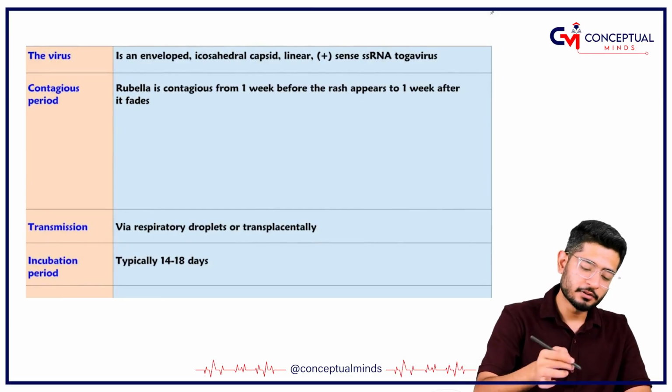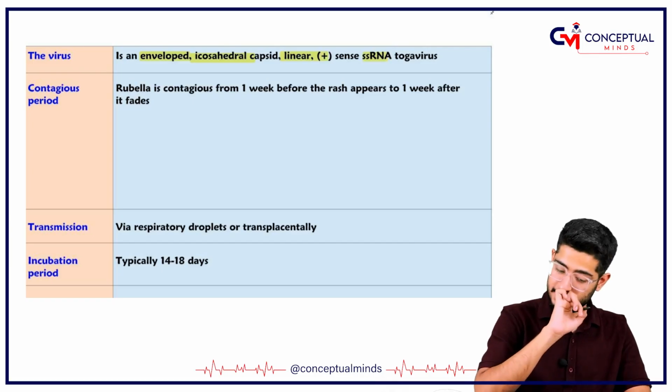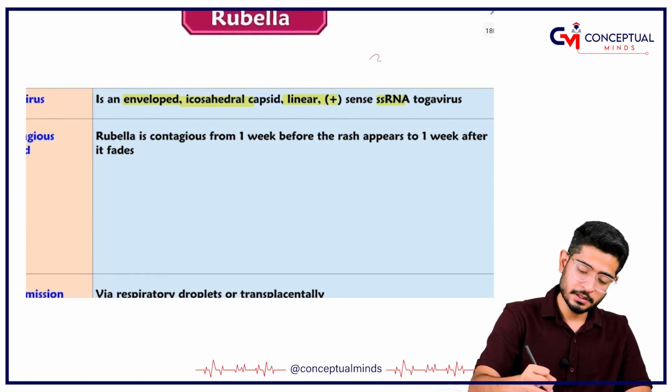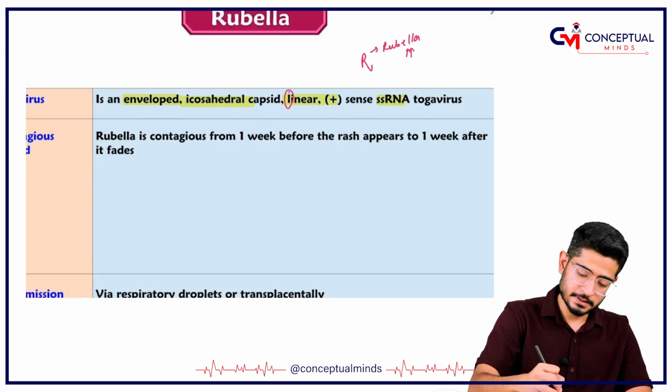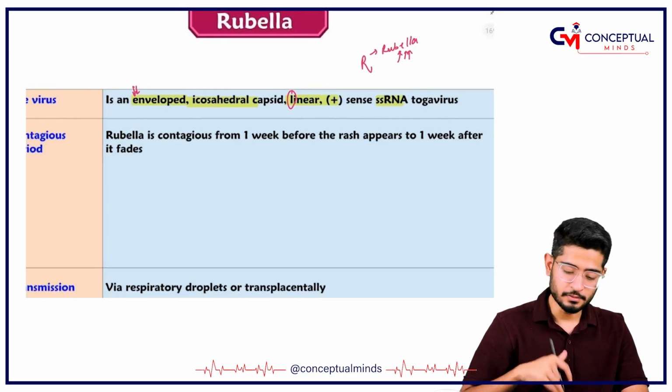I have told you that rubella is an enveloped virus. Rubella has icosahedral symmetry, and it is a linear, single-stranded RNA virus. If you want to remember, this is the mnemonic: RNA, R for rubella. Double L is coming, so double L is for linear. In rubella, E is coming, so E for enveloped virus. And icosahedral symmetry is something you have to remember.